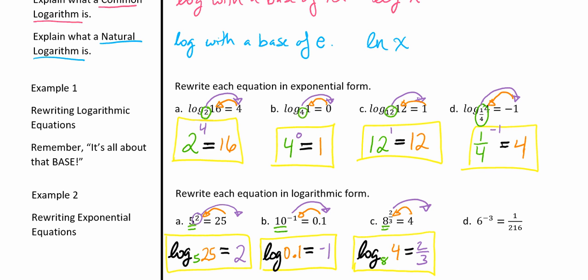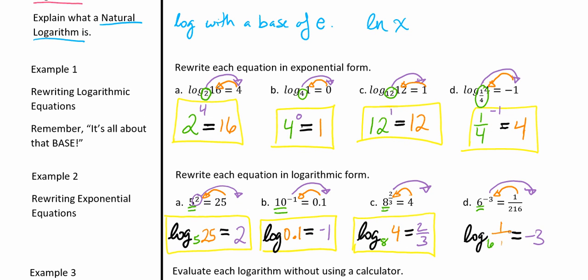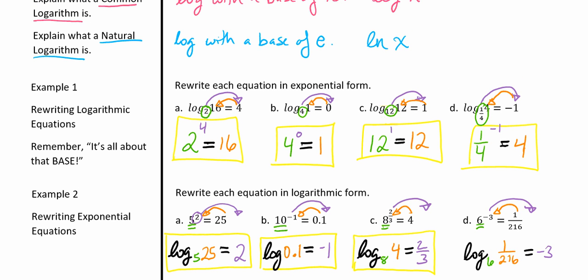For D, we have 6 to the negative 3 equals 1 over 216. Here we have a base of 6, and because it's all about that base, we'll have a log of base 6. We have our equal sign, and then we send it back to the window, and bring it back to the wall. So we send out our negative 3 and bring back our 1 over 216. So our log base 6 of 1 over 216 equals negative 3. And so we've now rewritten that exponential form in logarithmic form.